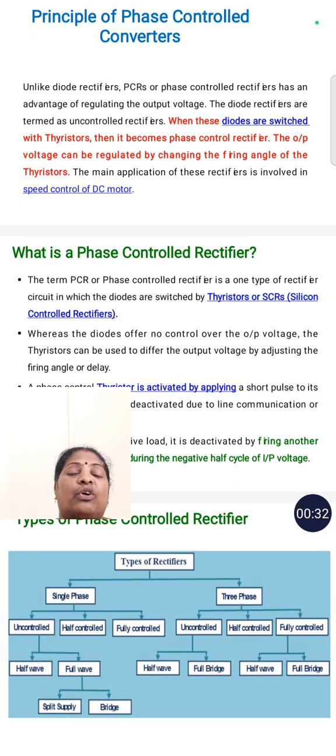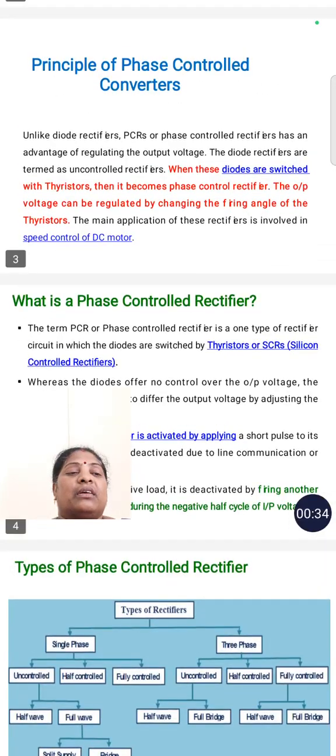The turning off or commutation of a thyristor by the supply voltage itself is called natural or line commutation. Unlike diode rectifiers, the PCRs, that is, phase control rectifiers, have the advantage of regulating the output voltage. Diode rectifiers are termed uncontrolled rectifiers. When these diodes are replaced with thyristors, the output voltage can be regulated by changing the firing angle of the thyristor.